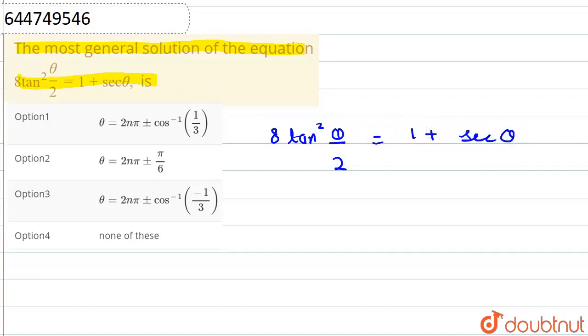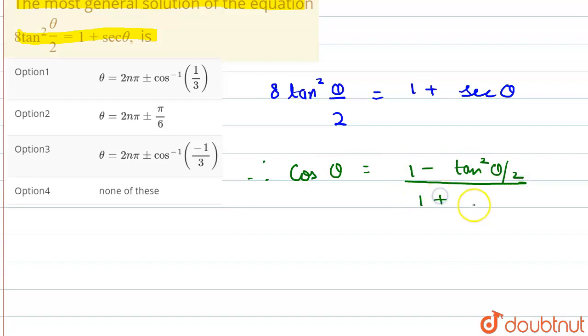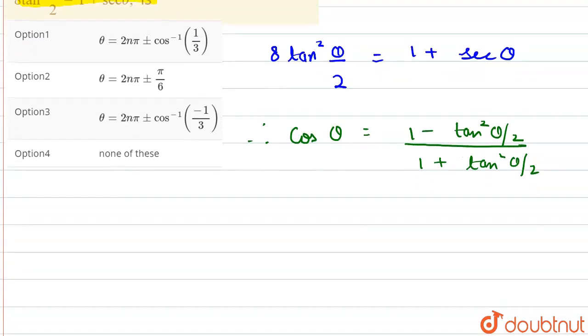secant theta, right? So we know that cos theta is equal to 1 minus tan square theta by 2 upon 1 plus tan square theta by 2. So this is a formula of cos theta, right? So now I can write this equation as 8 tan square theta by 2 equal to 1 plus 1 upon cos theta, right?